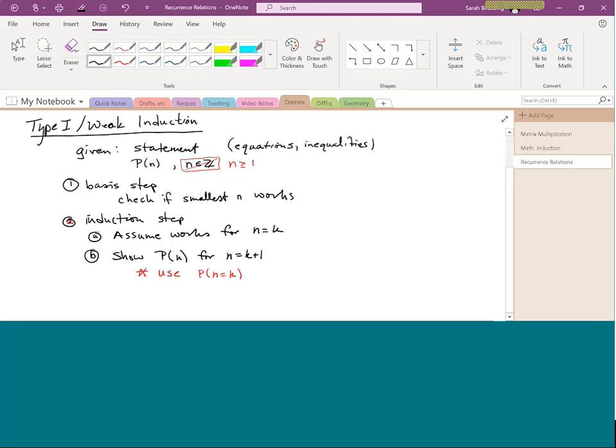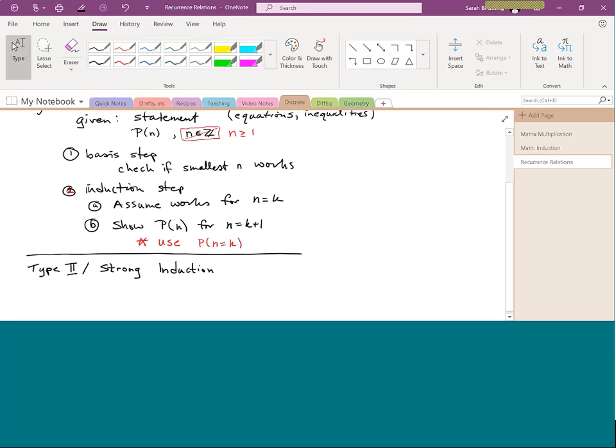So type 2, or as your author calls it, strong induction, is almost exactly the same. And there's also a handout, it's handwritten, but it's a PDF file on this stuff that writes out all of this as well. Probably a little bit more technical than what I'm doing right here, just because I wrote down all of the little details. Okay. So type 2.